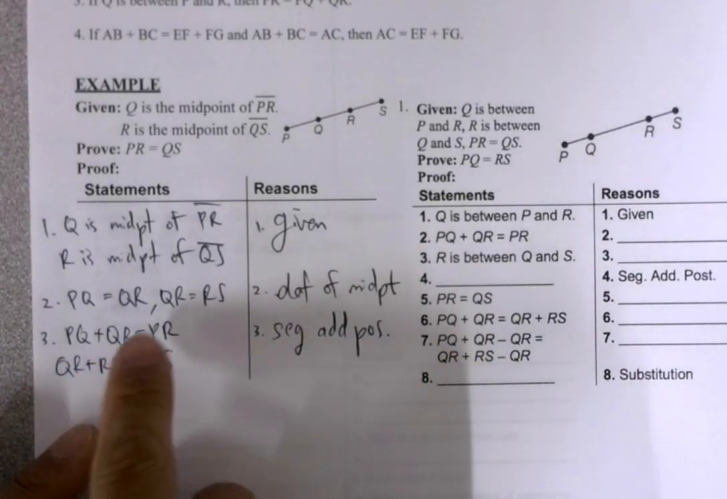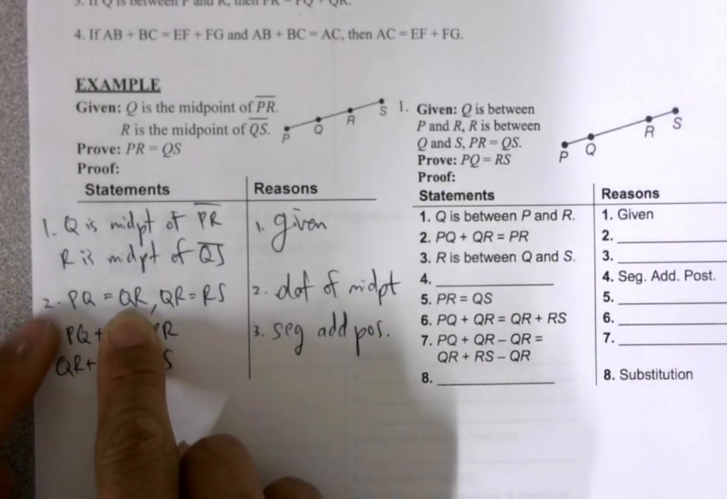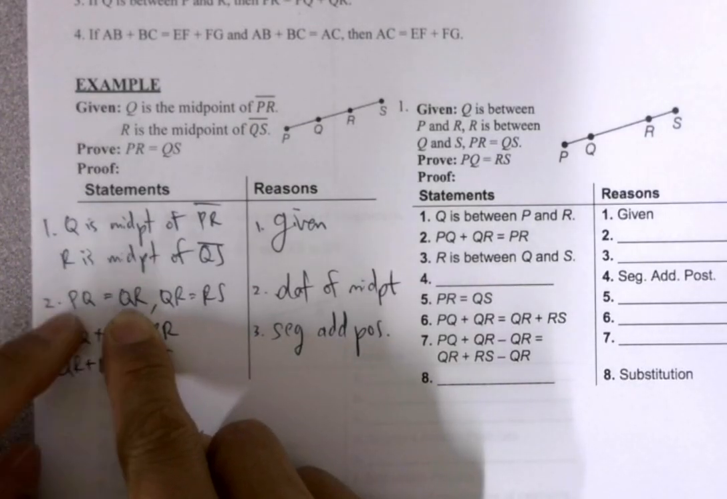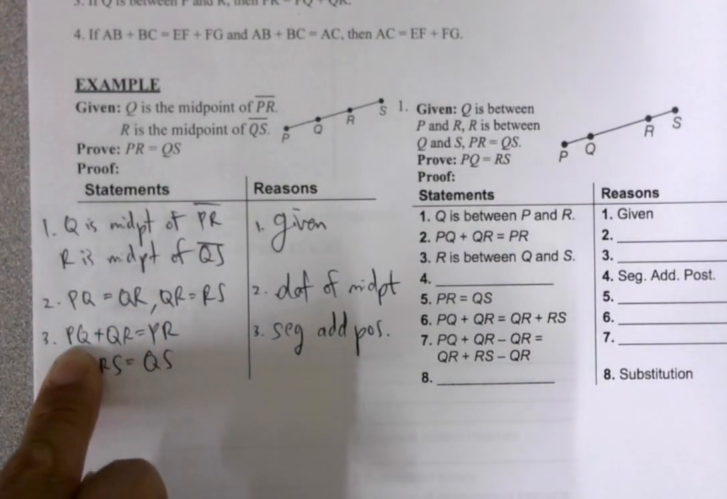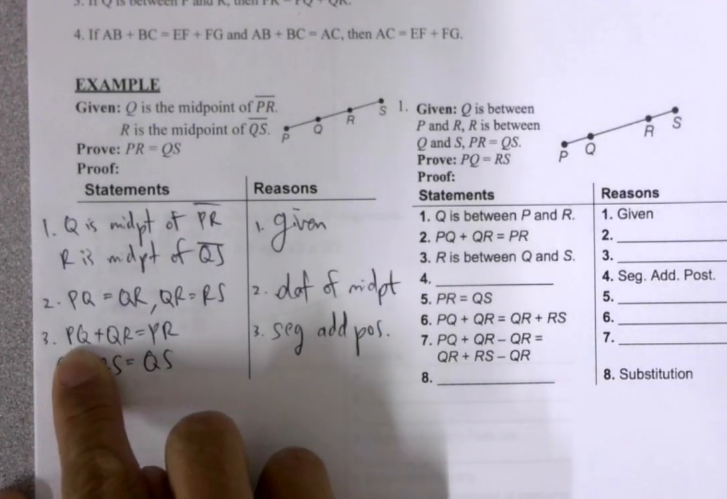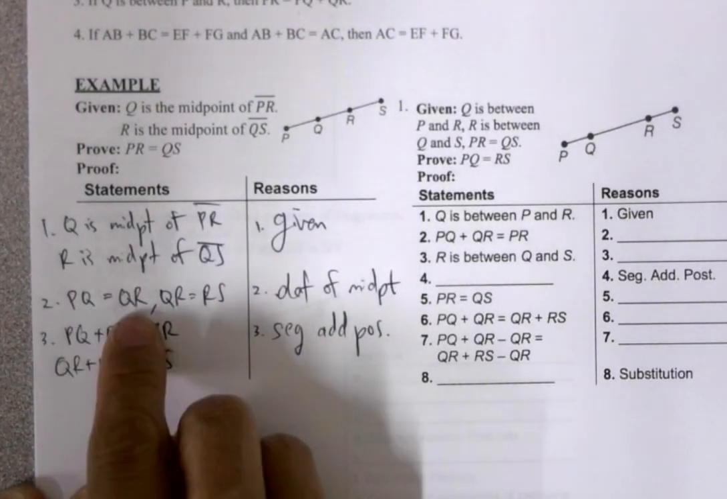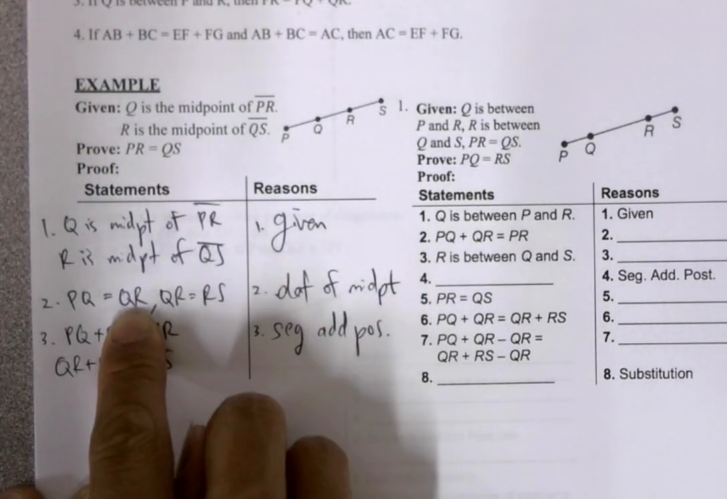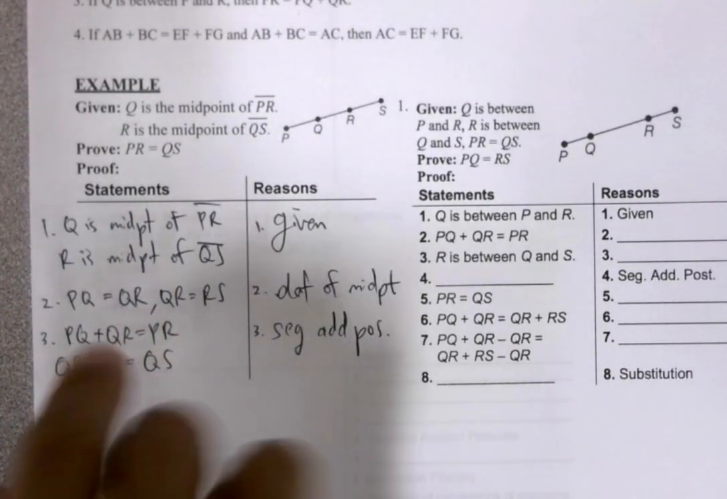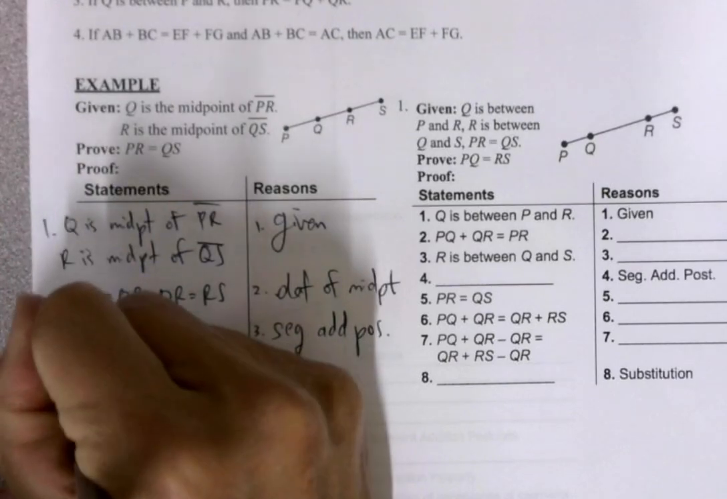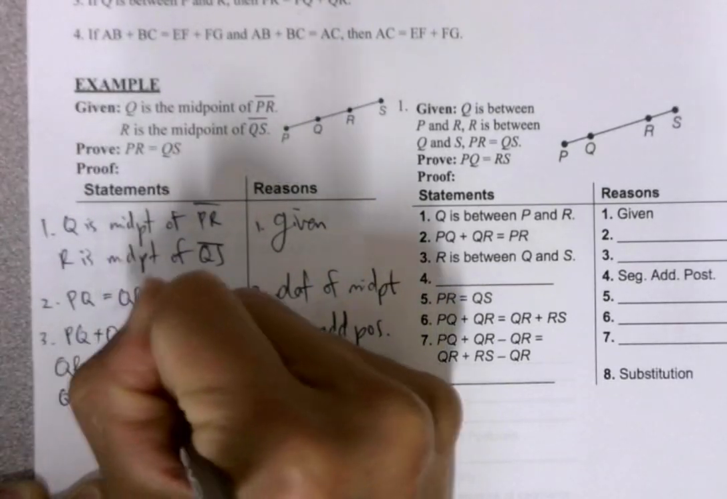We can take this QR here. QR is equal to PQ. So that means anywhere we see PQ, we could put QR. And I see a PQ right there. And again, you can't substitute into the same equation. You need to substitute into a different equation. So I'm taking this QR and I'm putting it right there instead of the PQ. So I'm going to rewrite that as QR plus QR is equal to PR.